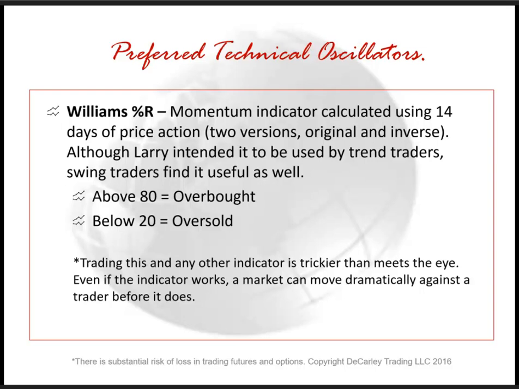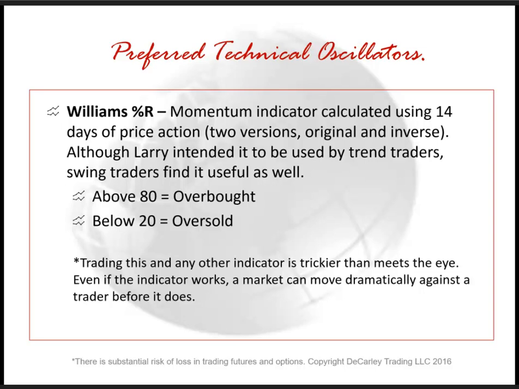Williams %R. It's a momentum indicator calculated using 14 days of price action. There's actually two versions of the Williams %R: the original and the inverse. What I mean by that is the original version is kind of confusing because it works off negative numbers, and it'll say if the market is above -20, it's overbought, or below -80, it's oversold, and it's crazy to me. So I prefer to use the inverse. Most charting platforms will allow you to choose which you want to use.